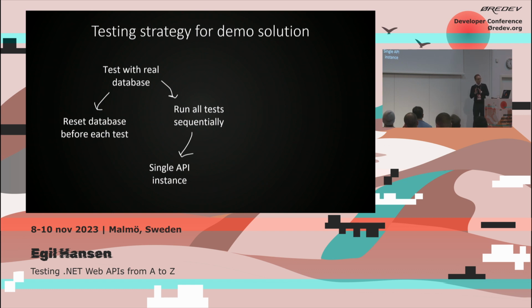So because we're just using a single database, and we're running all our tests in sequence, we might as well just use a single API instance. And it actually turns out that with the resetting of the database between each run, we just have to start up a single API and a single SQL Server, migrate all our database changes to that one time, and then reset between each test.